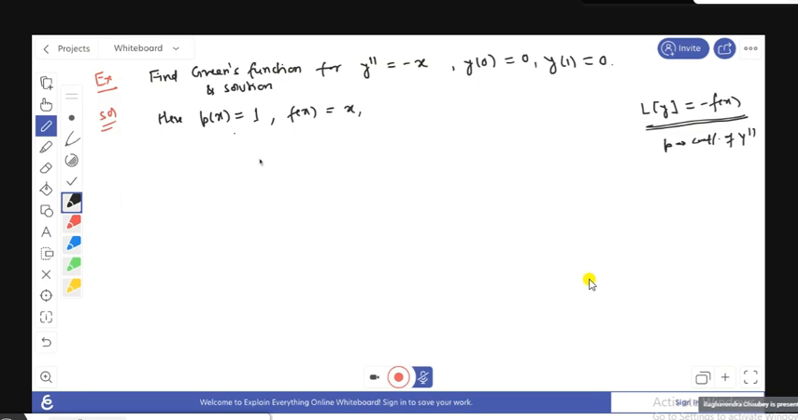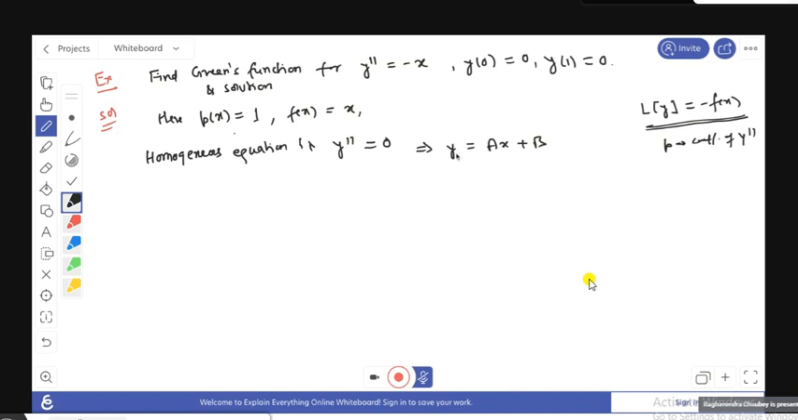Firstly we have to find the solution of the homogeneous equation. What is the homogeneous equation? The Green function is the solution of the homogeneous equation, and that is y double prime equals zero. We make the right-hand side equal to zero. This is your homogeneous equation, and you already know its solution: y equals ax plus b.